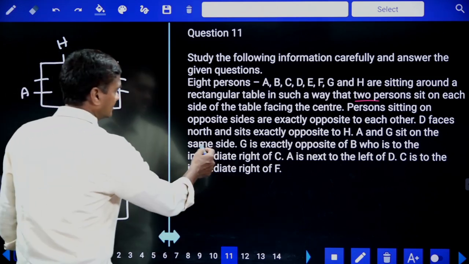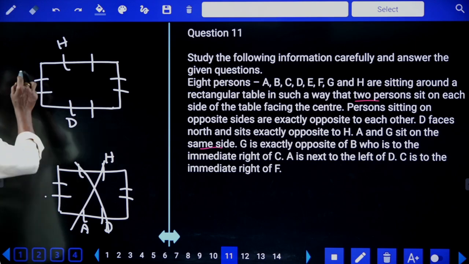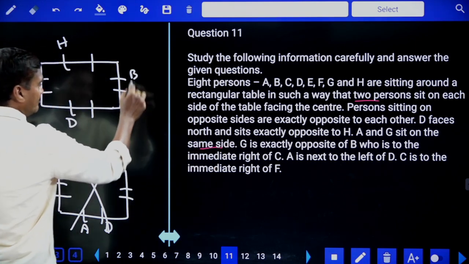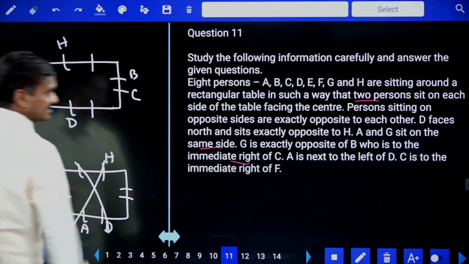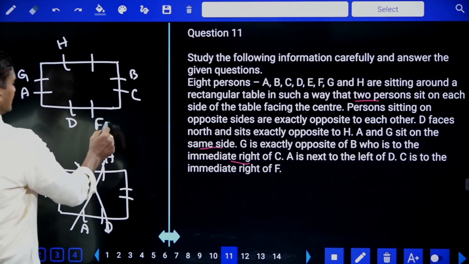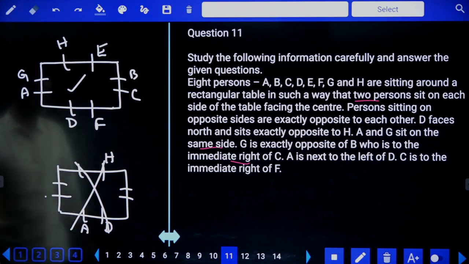Then A and G sit on the same side. Here A and G sit on the same side, not possible. This is ruled out. G is here. Now G and B are opposite to each other. B is here. Now B is to the immediate right of C. C is here. A is next and C is to the immediate right of F. F is here. Then who is the person left over here? One more, E is the person left over. This is the final arrangement.